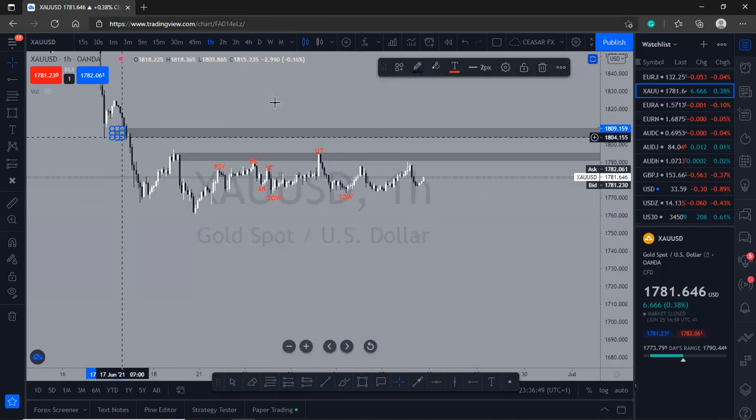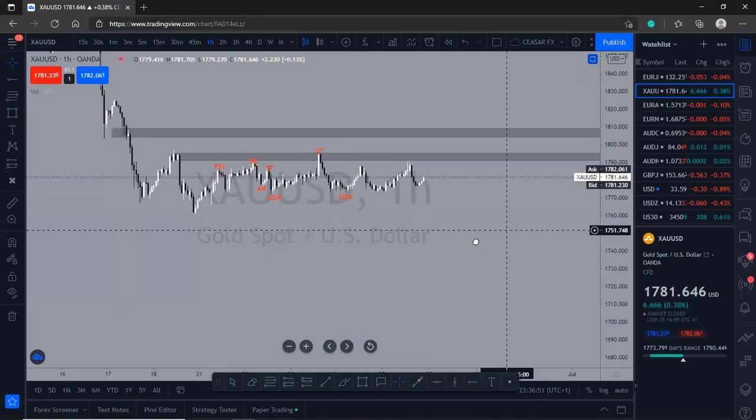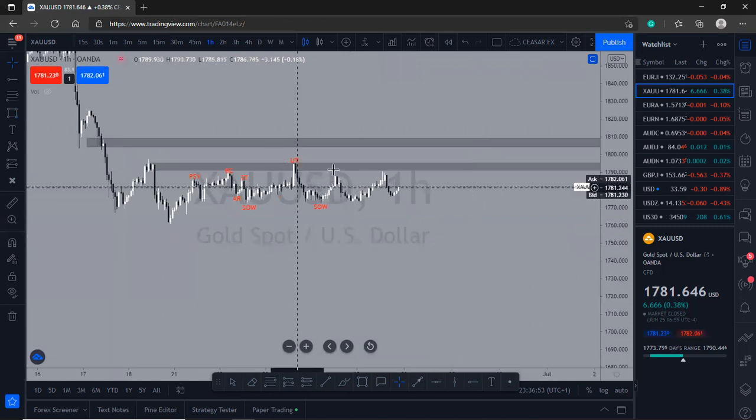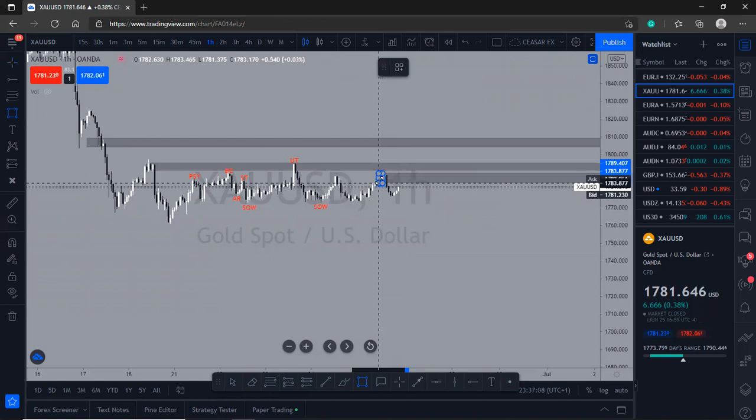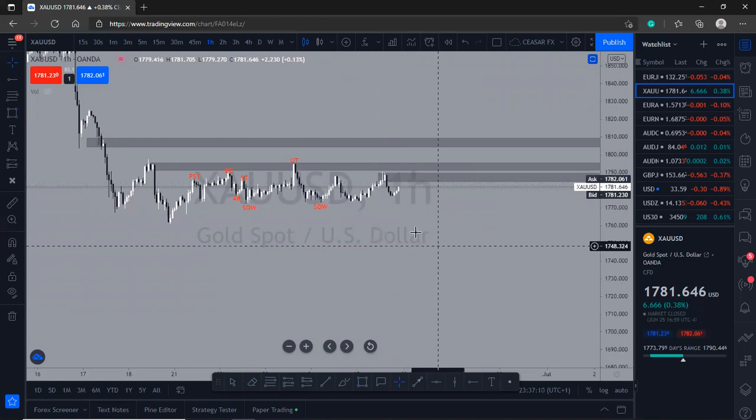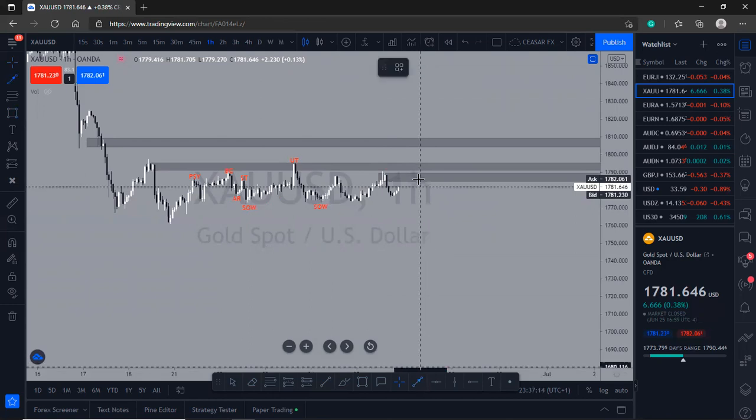All right. So this is it for gold. The price is currently showing us a distribution. It might push the downside to the upside, creating the U-TET. If not, it will just come above here and respect this other block before pushing to the downside.